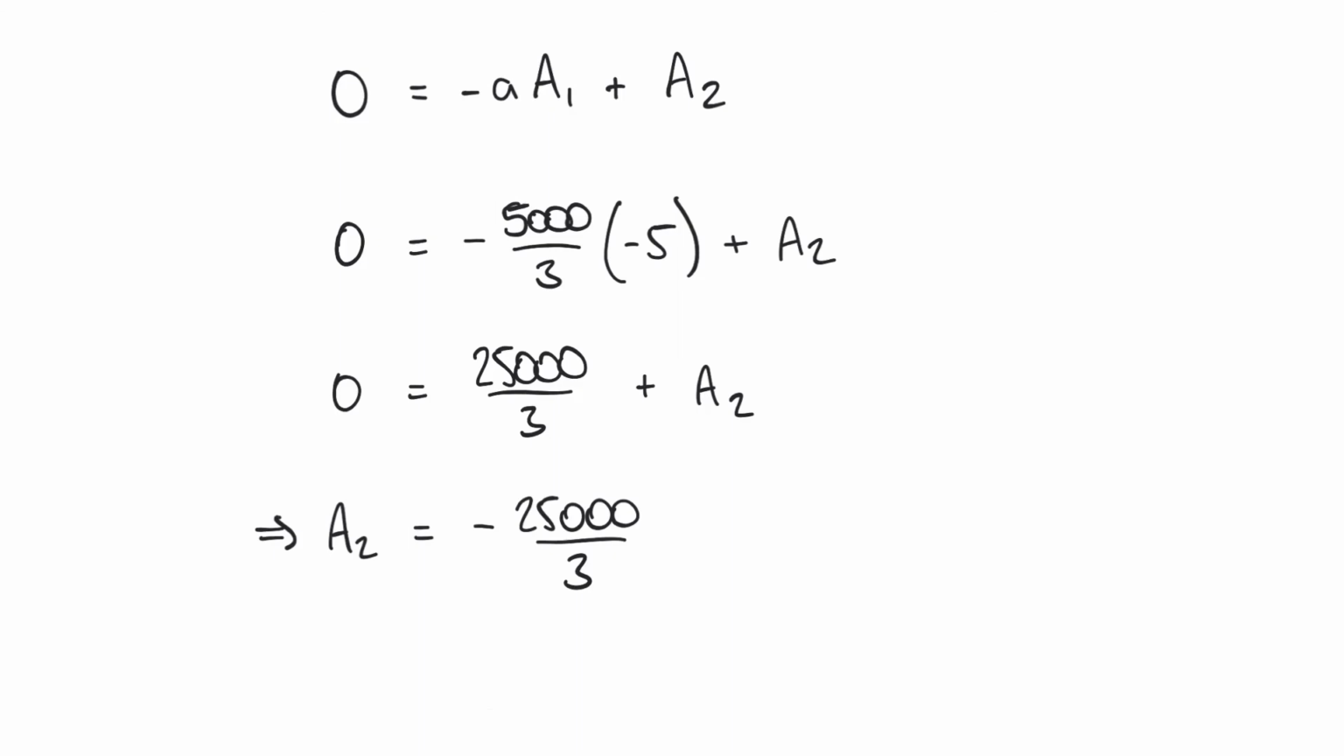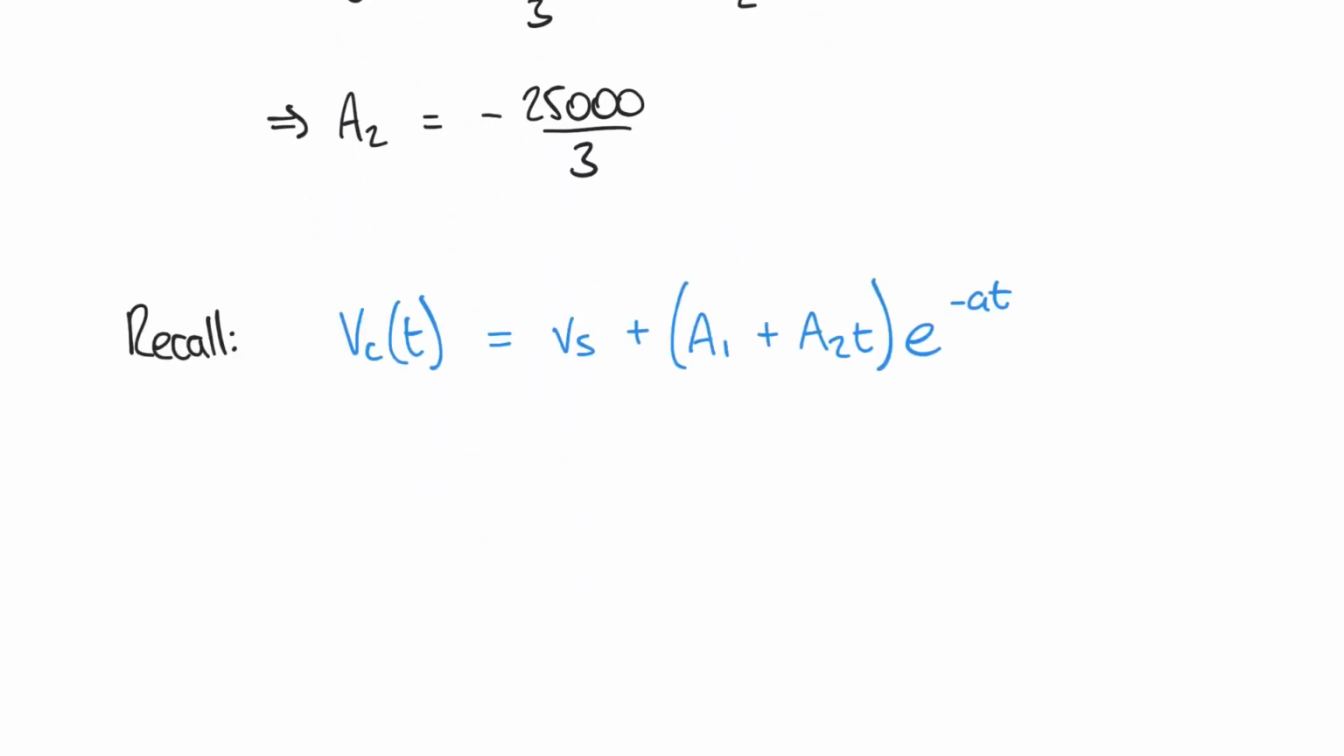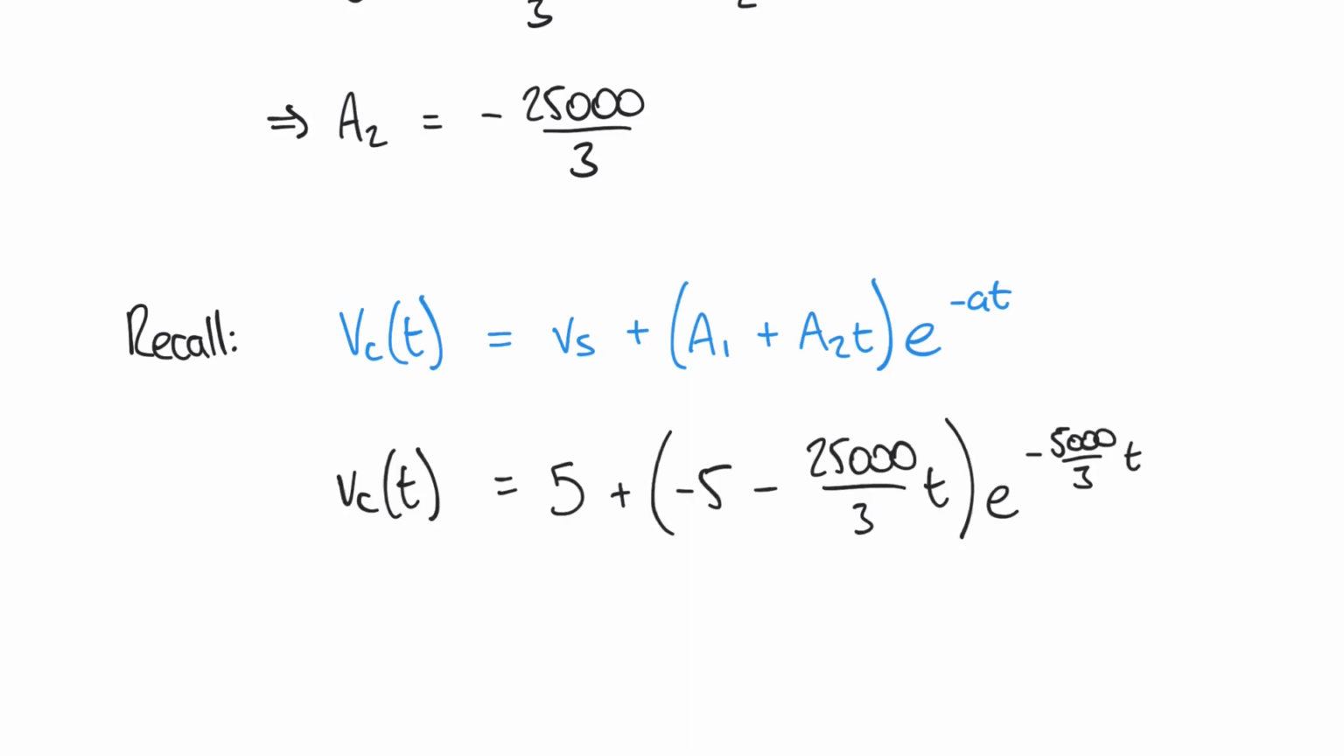So now we know the values of all the terms in our function, and so we can substitute these to find our result in the time domain. Rather than this expression we had before, VC of t equals Vs plus (a1 plus a2 t), all multiplied by e to the minus at, we know the value of Vs, a1, a2, little a. We can put all those in. We end up looking like this, and that's fine as our answer. There's nothing wrong with that.